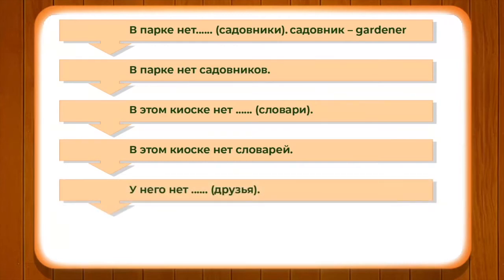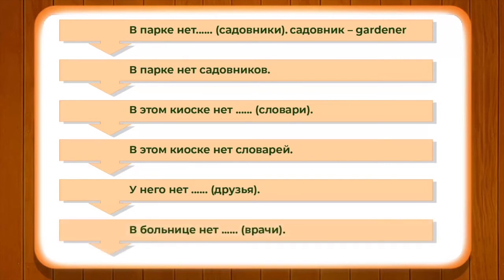Likewise, у кого нет, что нет or кого нет. У него нет (друзья) in brackets: у него нет друзей. В больнице нет врачей. So врачи, plural form of врач, changes into в больнице нет врачей. Accordingly, you can solve the rest of the exercise while using the grammar and its rules.